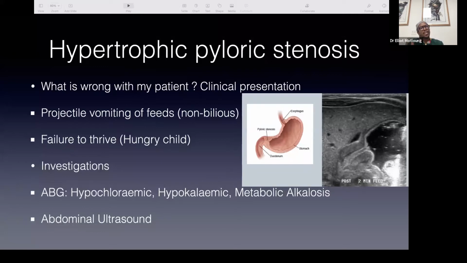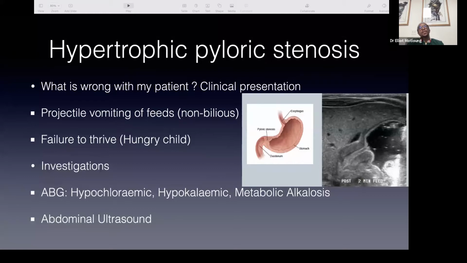They're either sucking on their tongue, sucking on their clothes, or sucking on the mother, because they are chronically hungry. They do get the nutrition, but because of the vomiting, the nutrition actually goes out. So they look a little bit hungry, as if these patients are from an area where there's famine. So we need to know, how do we investigate?